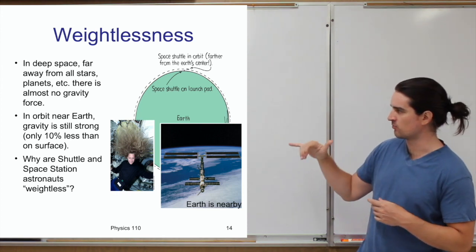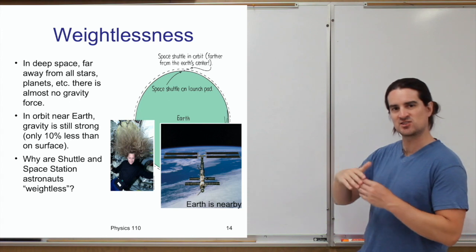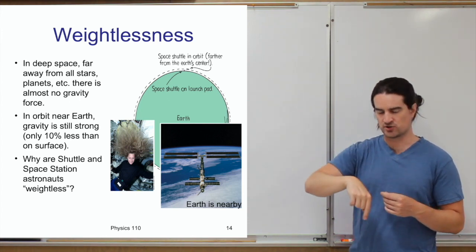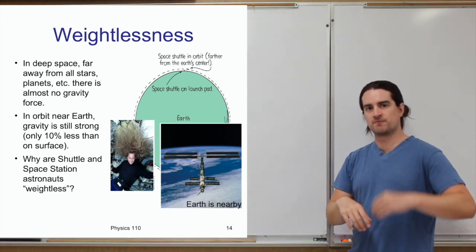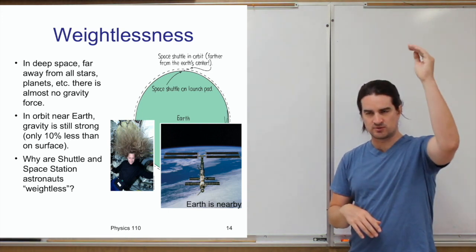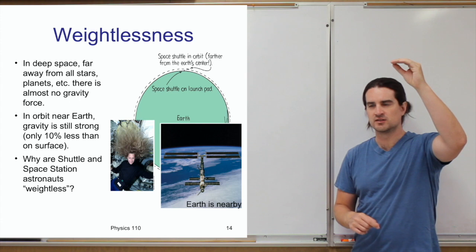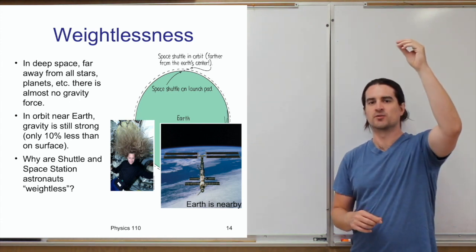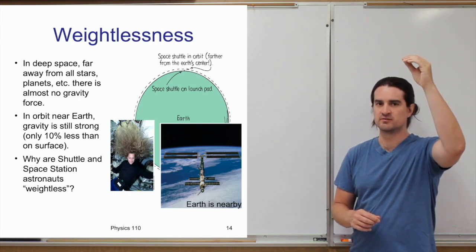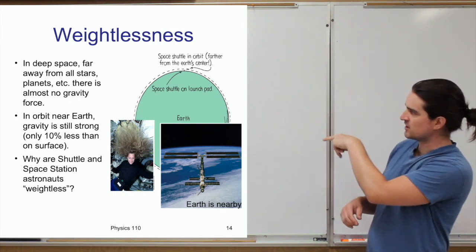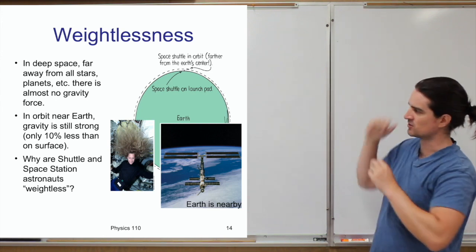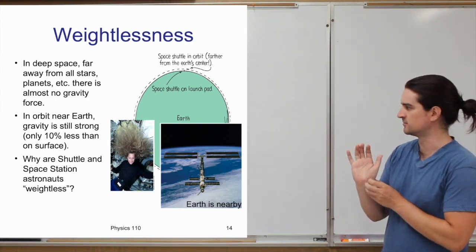In fact, it's only about 10% less up there in the space station than it is down here on the Earth's surface. So remember, as you get further away from the center of the Earth, that's the increase in distance in our force of gravity formula, so the force of gravity goes down. But the radius of the Earth is so large that even up in orbit, it's not that much of a difference. It's only about a 10% difference.